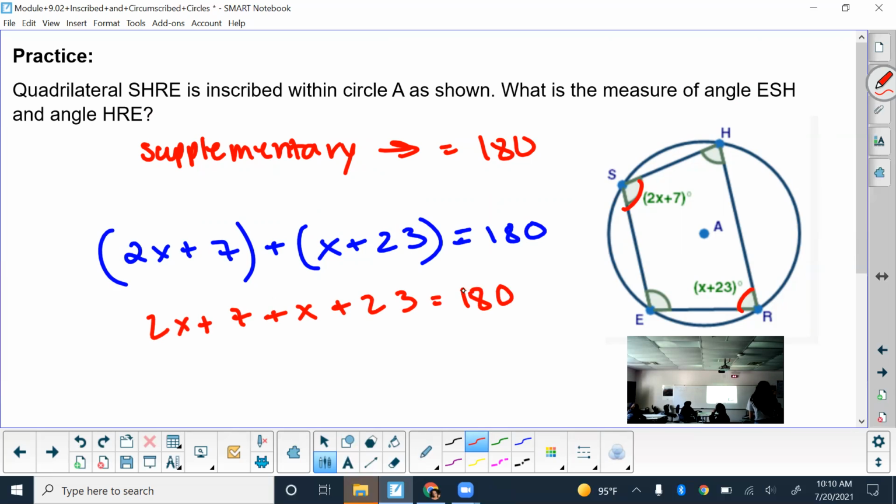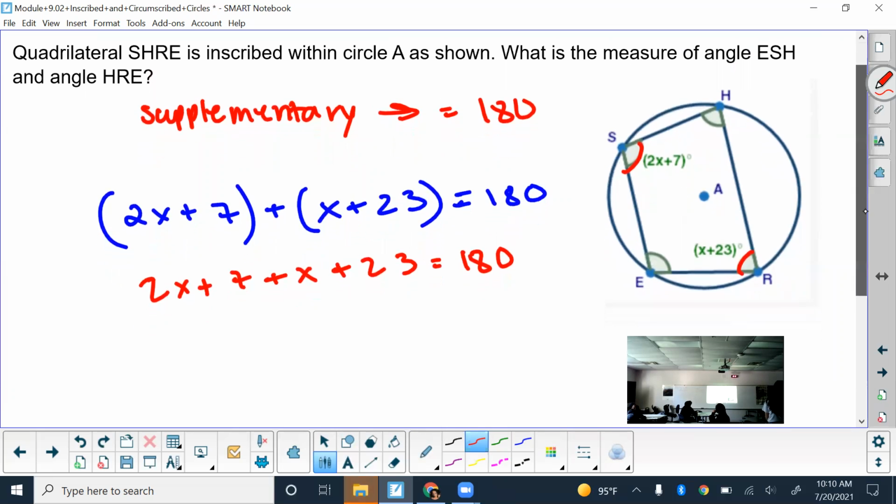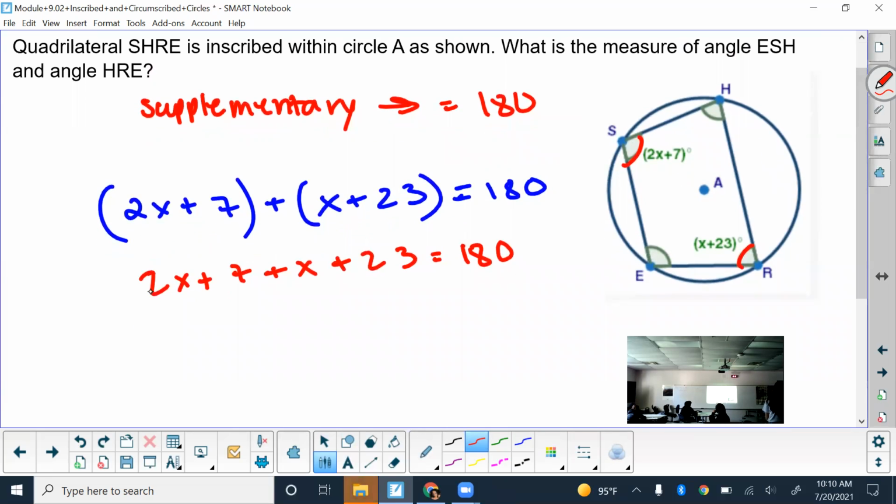We need to solve for x. So first thing you want to do, think back to algebra: can this 2x combine with something? Good, so 2x plus x is 3x. Can this 7 combine with something? 7 and 23. And that would equal 30.